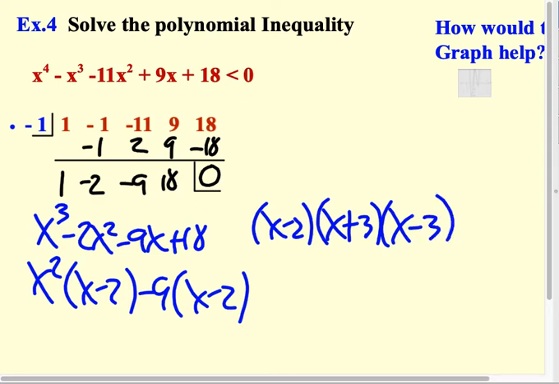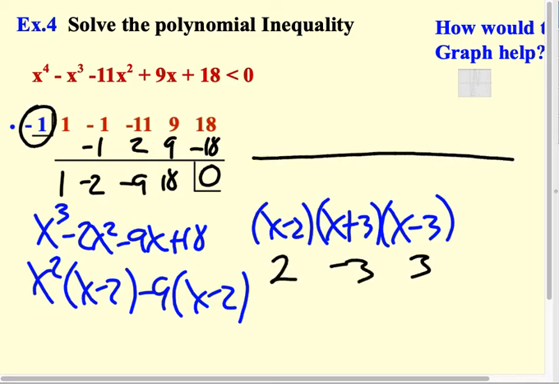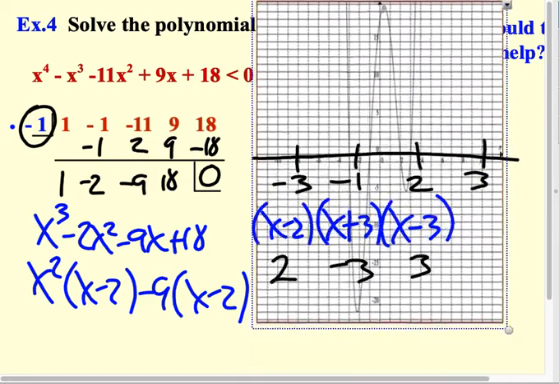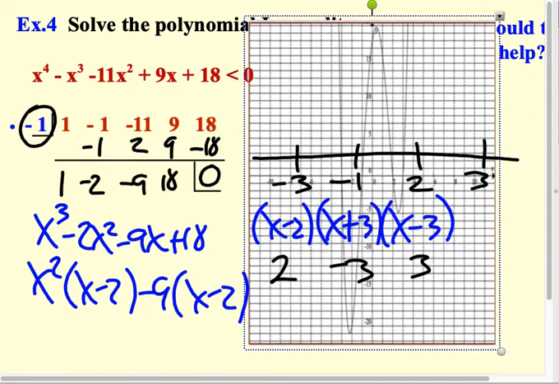So as a list of zeros, I have -1 by synthetic, 2, -3, and 3. Now, if we were doing this in chapter 1, we would have put all these on a number line, which we can still do. So -3, -1, 2, and 3. But if you think about the visual of this, if you look at its graph, that's kind of hard to see.